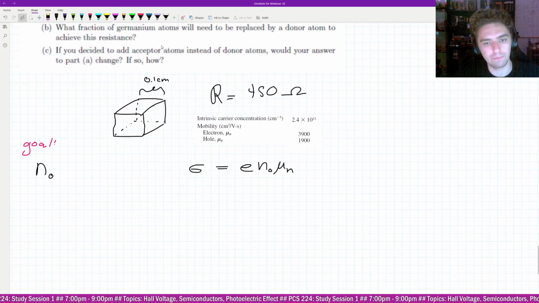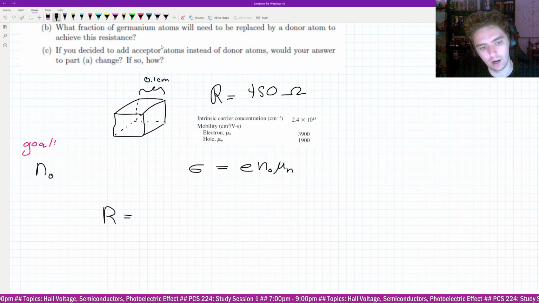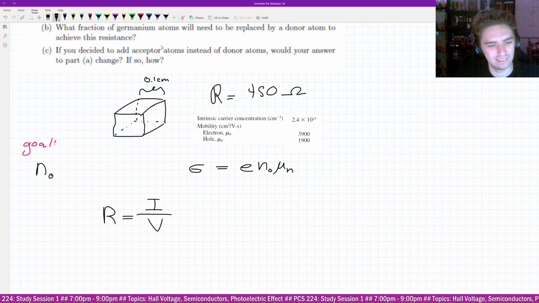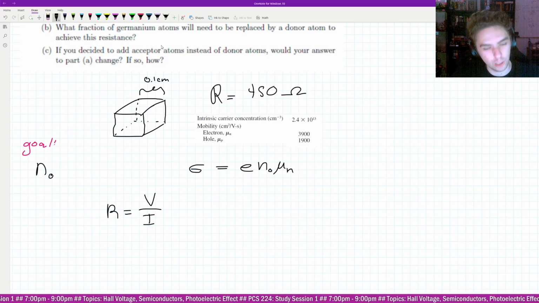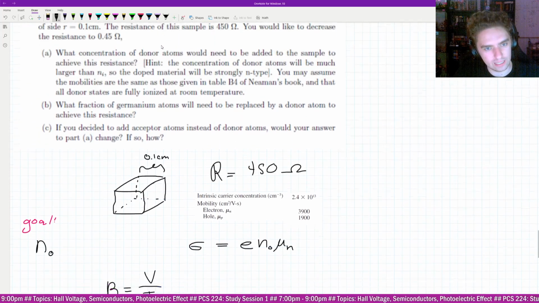Right away, we're dealing with resistance. Whenever you're dealing with resistance, it's probably good to say R equals I over V. Is that right? No, it's the other way around, because I equals V over R. So R equals V over I. I swear I do take ELE, but I don't remember the way fractions go, apparently. Okay. So we know this here.